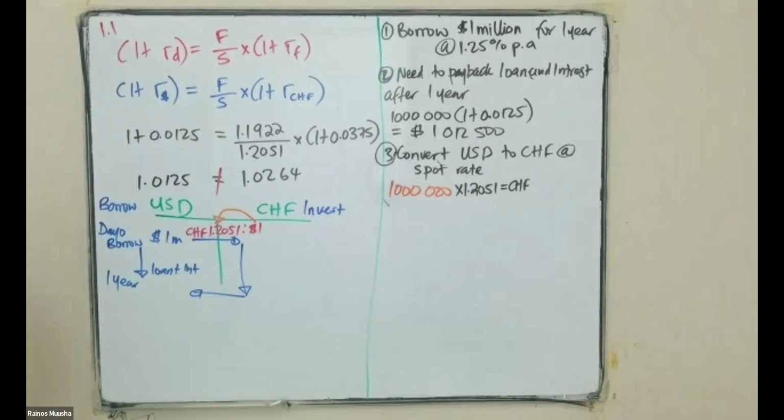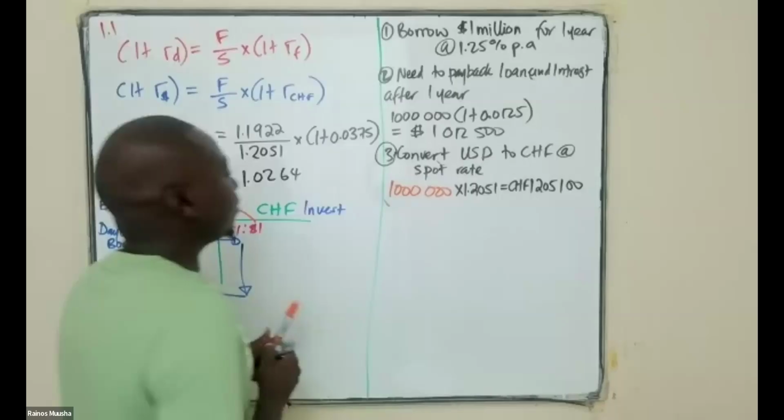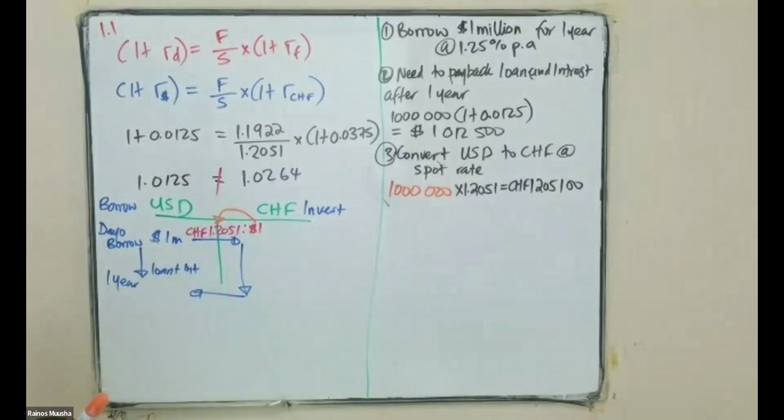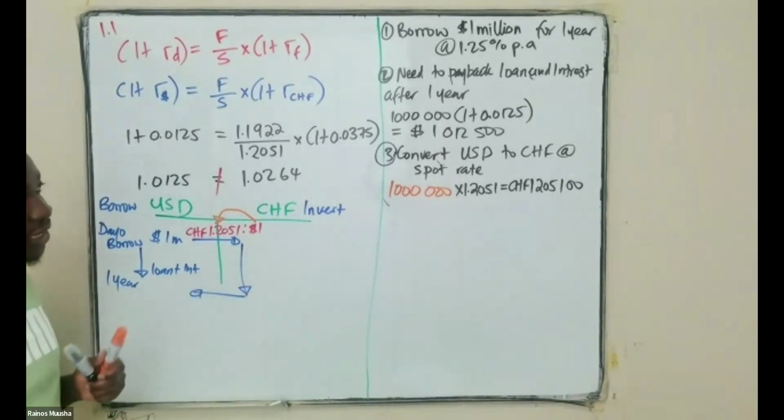So the 1 million units at 1.2051, how much do we end up with? 1,205,100. So that's how much we end up with, isn't it, in the CHF currency. And our next step now is to invest this money for 1 year, isn't it?